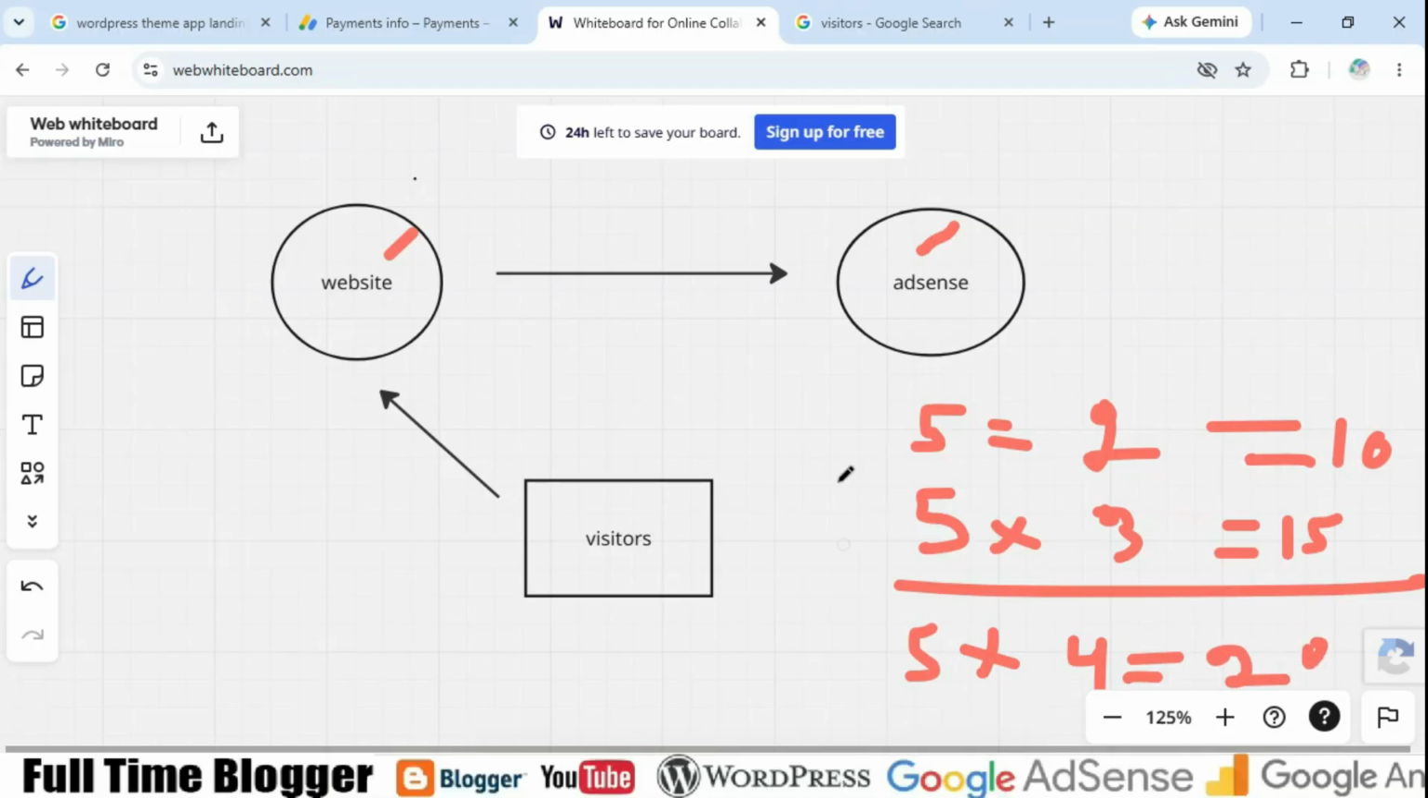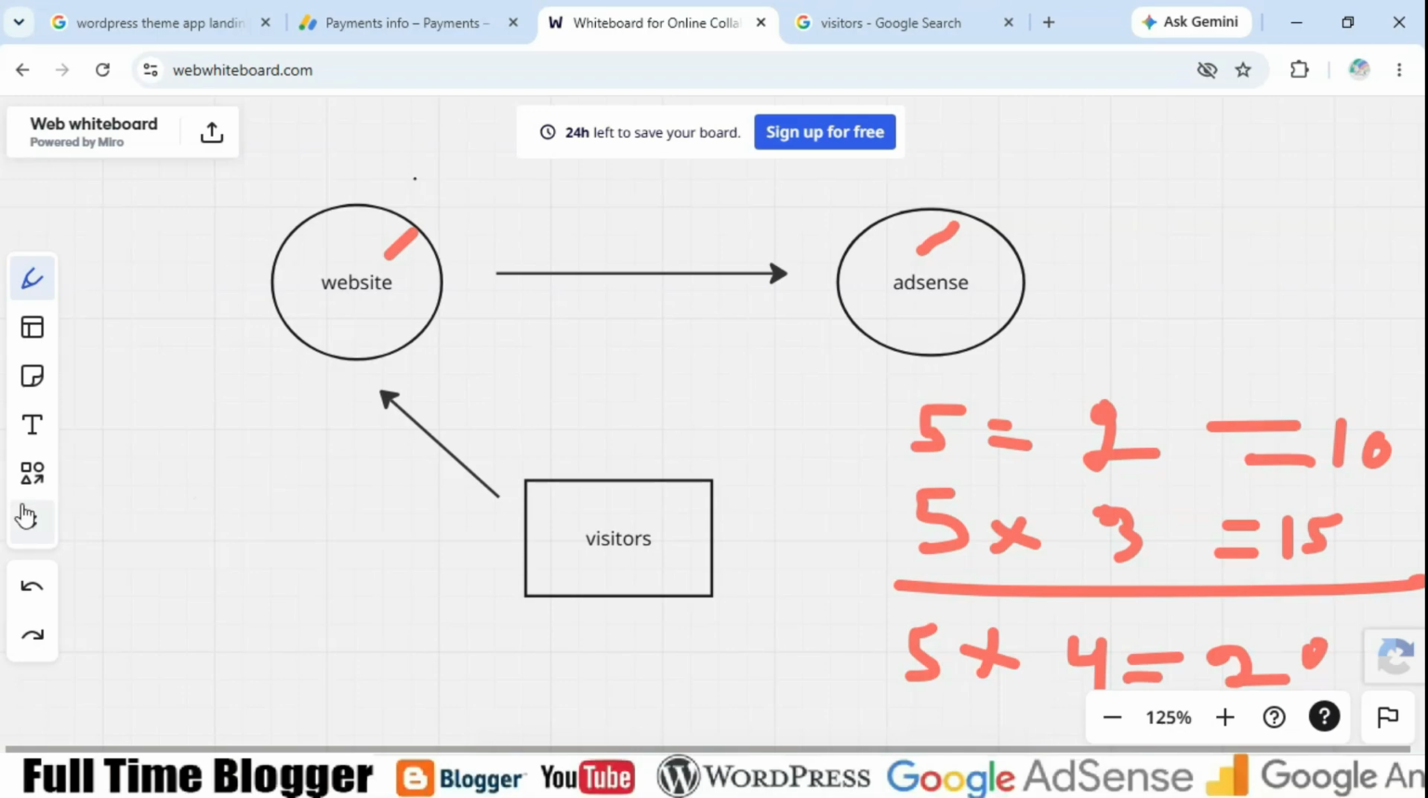Okay, and most of the AdSense accounts in third world countries have only 0.1 CPC or 10 cents, or $1. Okay, so how does AdSense pay you? When the visitor comes on your site, they click on an ad, you get money.